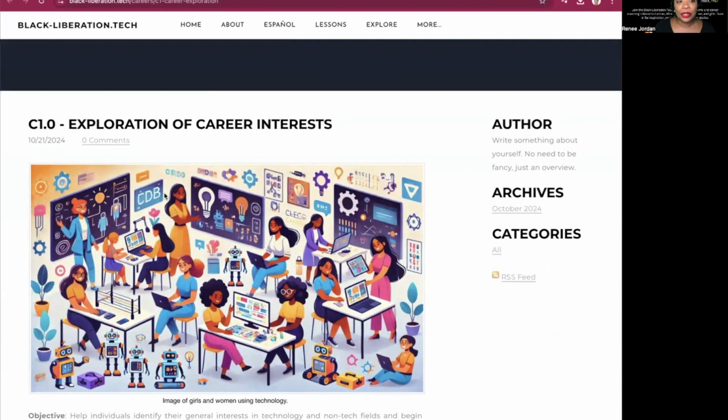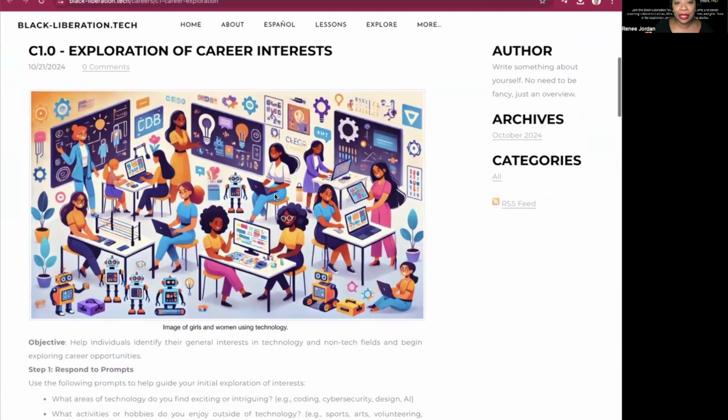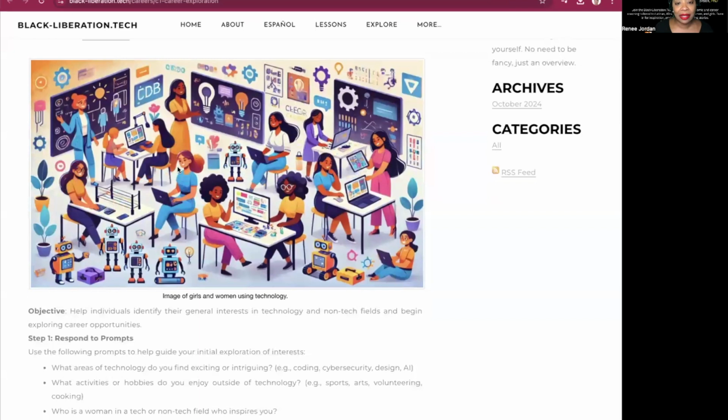C1.0, exploration of career interest. I have an image here and it was generated by DALL-E. That is one of the aspects of ChatGPT that I have played with. In my Patreon, I've posted the prompts that I've used to generate these images as well as the lessons. So this is the rule of thumb: anything that you enter into ChatGPT belongs to you, but whatever comes out of it technically belongs to the AI that you're using, ChatGPT in this case.